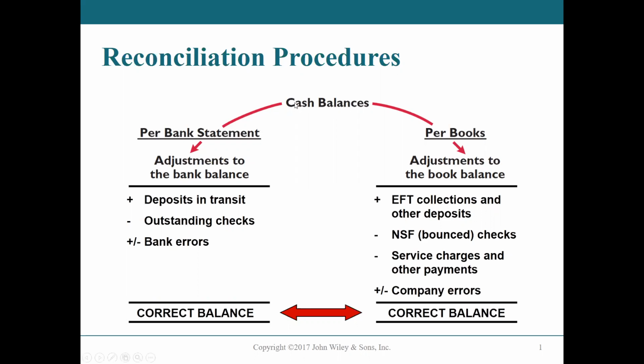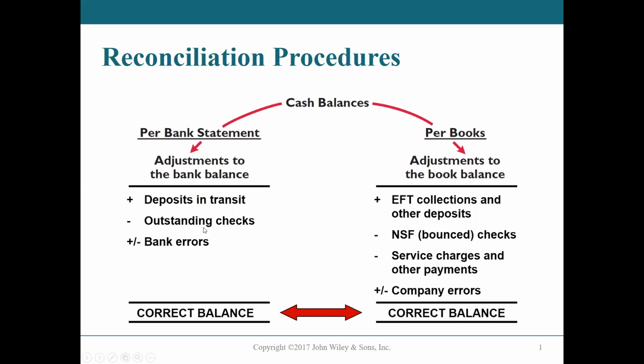So in essence, what we have to do is start with the balance that the bank statement gives us, and then make adjustments to that balance. That's going to include adding any deposits in transit, which means deposits that we have put in the bank and written down in our books, but they're not yet showing on the statement. That usually happens if we deposit near the end of the period, at the end of the month or whatever our accounting period is.